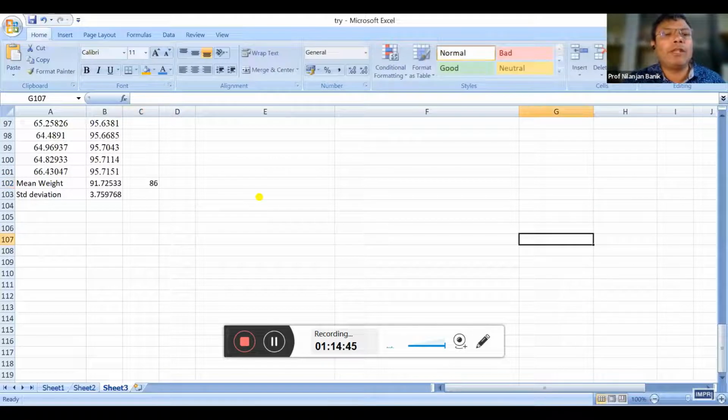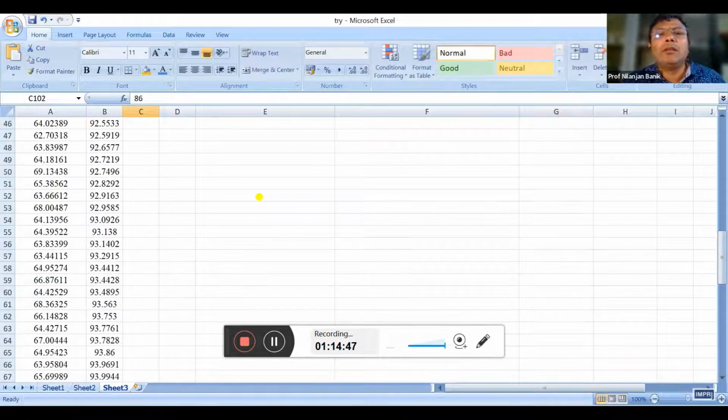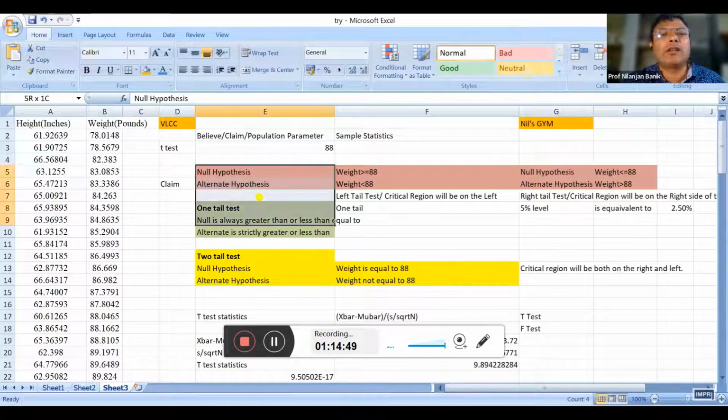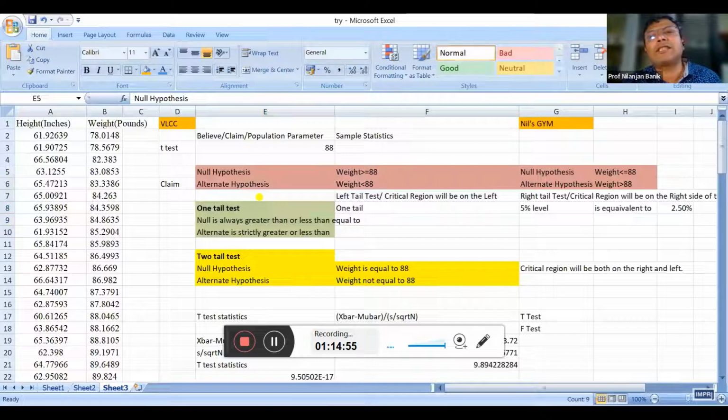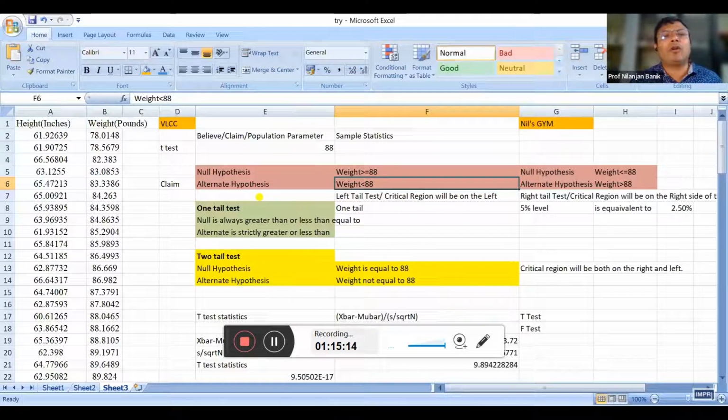Then, of course, if I'm getting a mean weight of 86, then what VLCC is claiming is correct, not me. Okay, so that's how you do the one tail or two tail. It's totally driven by the sample that you have in hand. It's nothing to do with who is correct, because I would always try to argue my alternate is correct, or VLCC is always going to argue its alternate is correct. So you take the side of the alternate always.